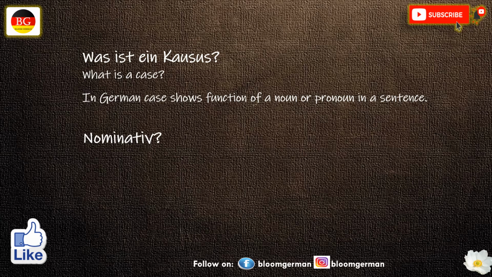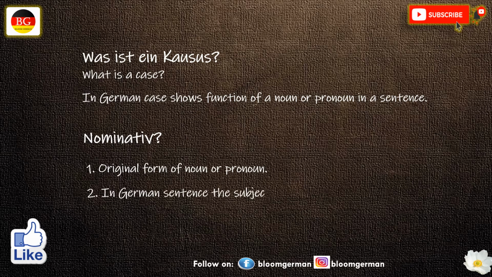Nominative. What do you mean by nominative? Nominative is the original form of noun or pronoun. In German sentence, the subject is always nominative in case. Remember these things. There is no object in a nominative sentence. In German sentence, subject is always nominative in case. Keep this sentence in your mind. Now let's move on.